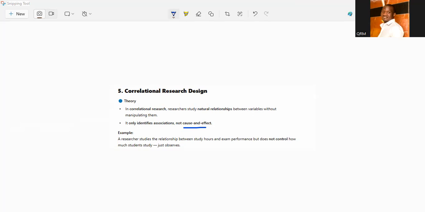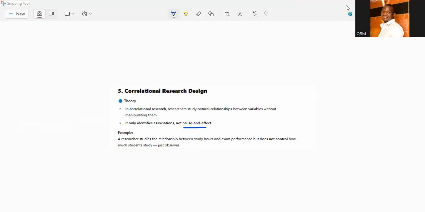What types? Because you need to know the types of research designs under each category. There are many, but we discuss that you're able to understand. So which research designs are under qualitative and which research designs are under quantitative?